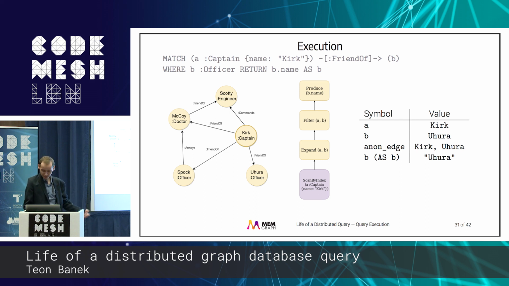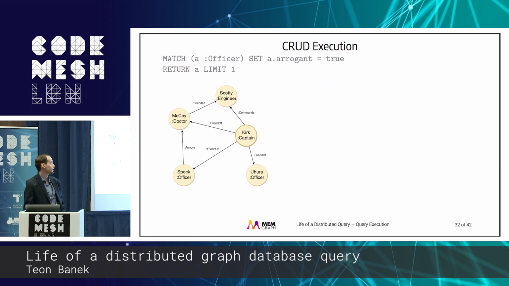So the next example is the one that doesn't really work nicely with distributed execution, and these are CRUD operations. So here we'll have a match which finds all officers, and on each officer we would like to set a new property, arrogant to true. And afterwards we would like to return only one officer. What this implies is that all officers will have the property set, but only one will be returned as a result.